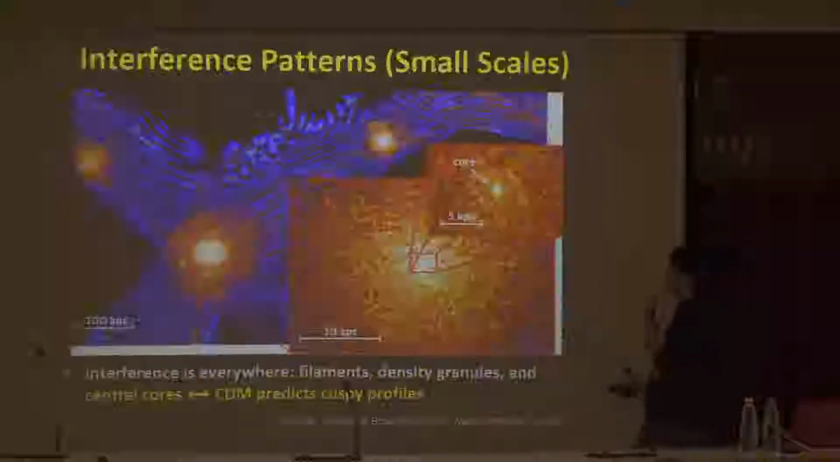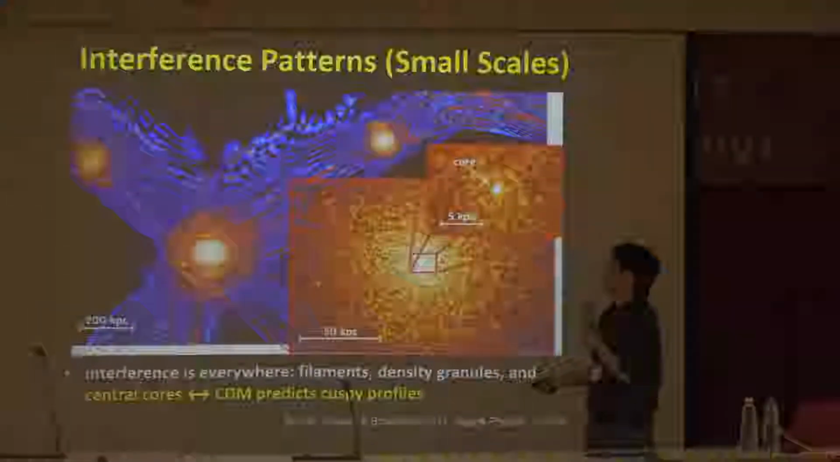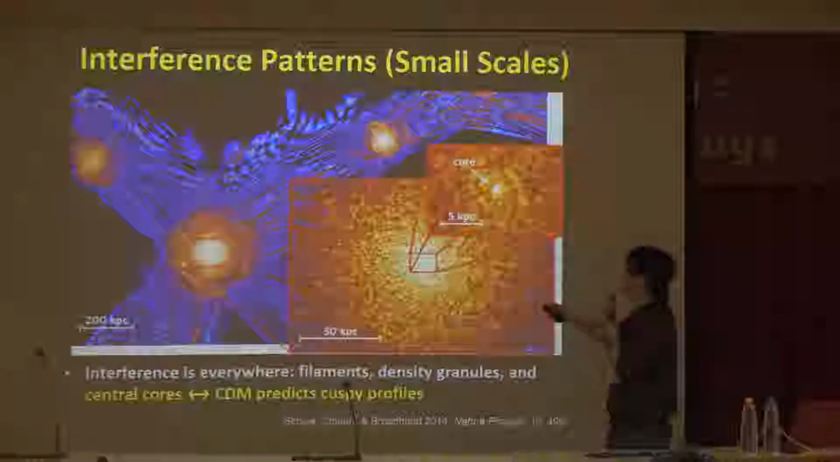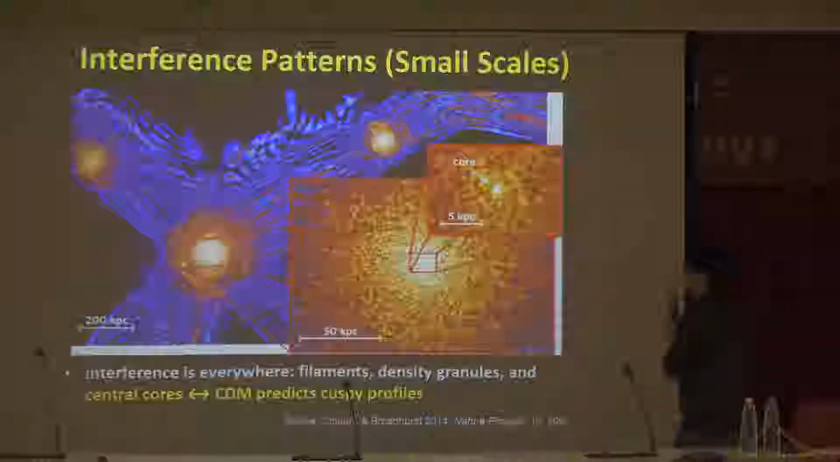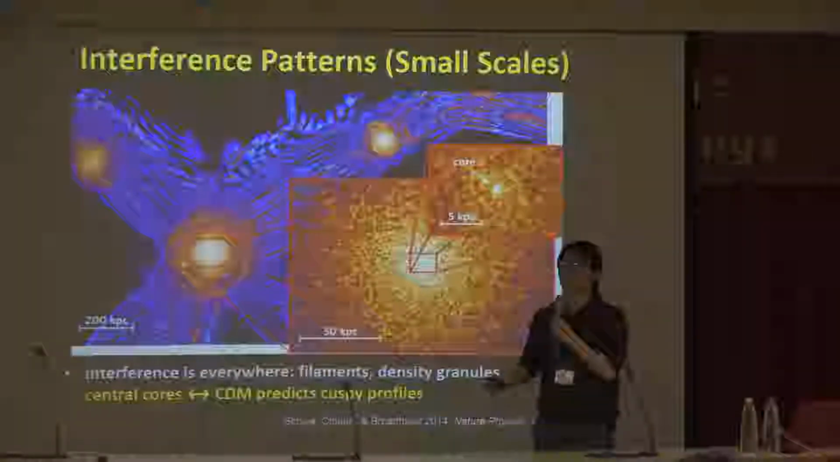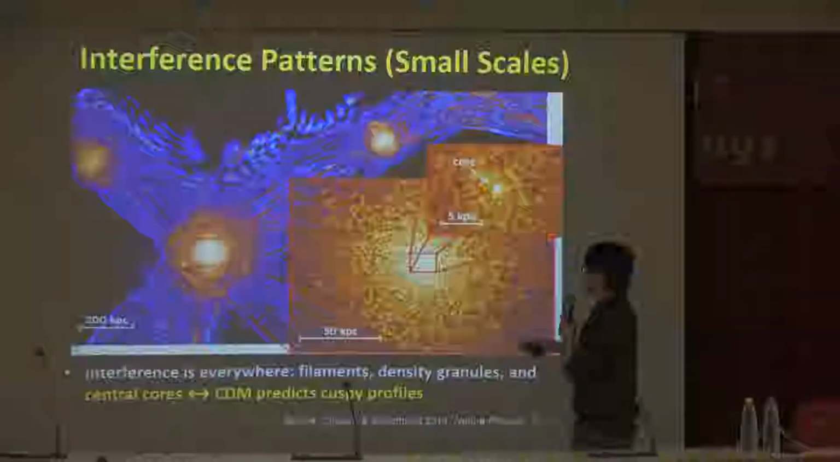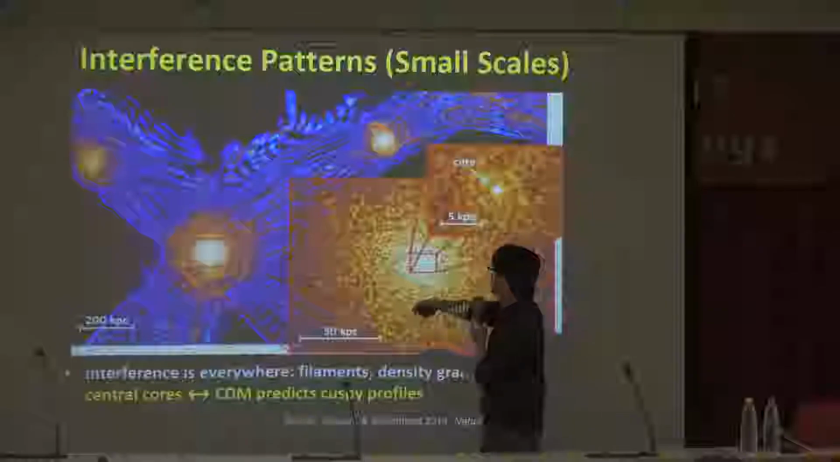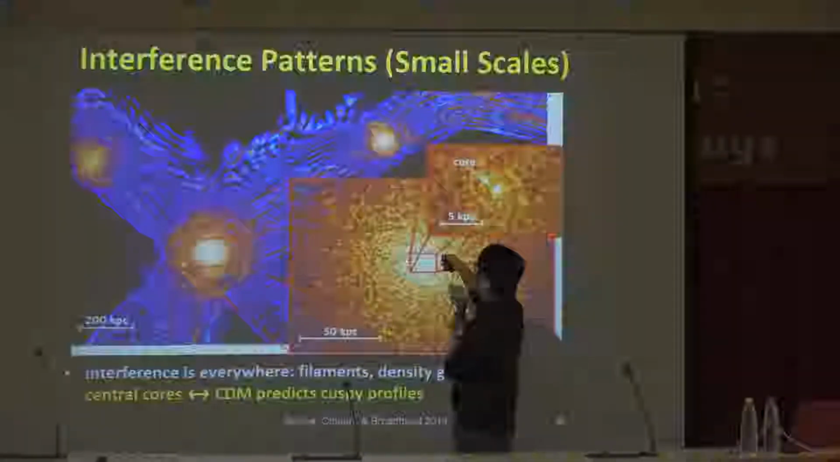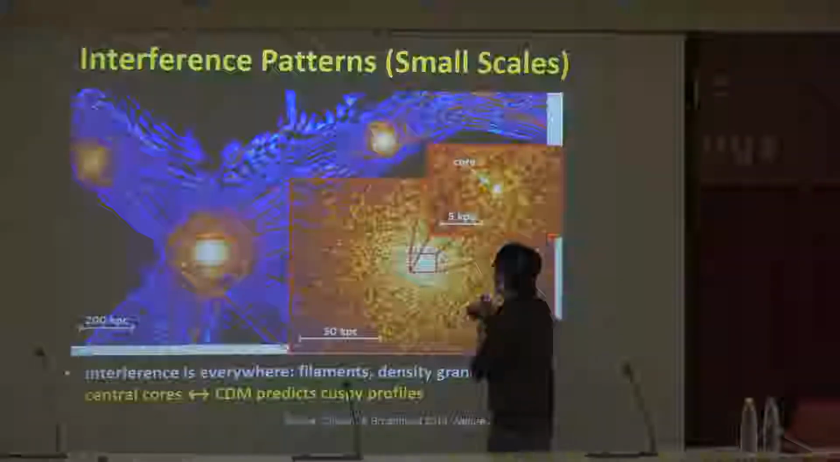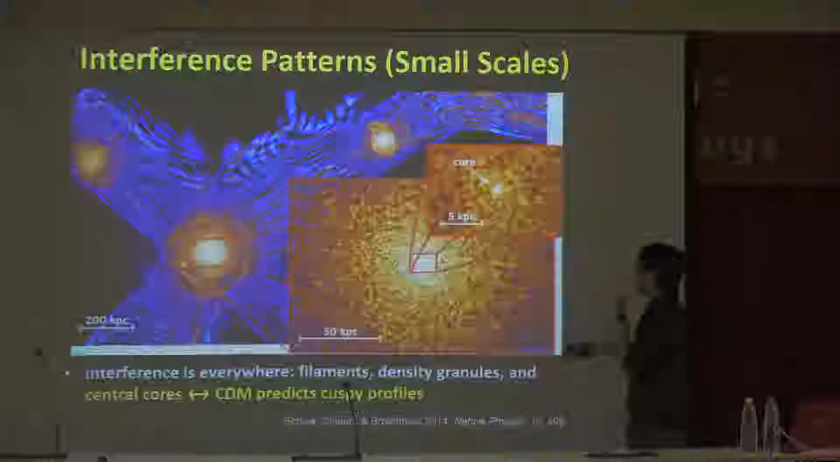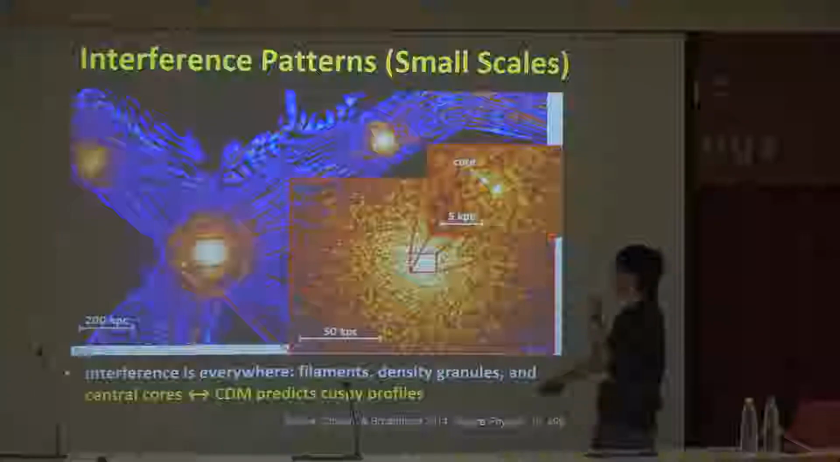But what about the small scale? That's more interesting. This figure shows a close-up of the density distribution of the cosmological wave dark matter simulation. We find interference patterns everywhere, from the filaments connecting different halos, to these isotropic density granulations throughout each halo. This is a halo, this is a small halo.